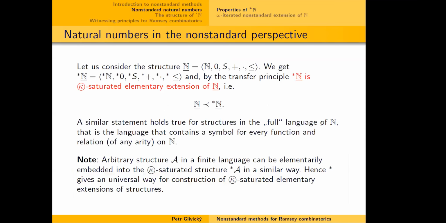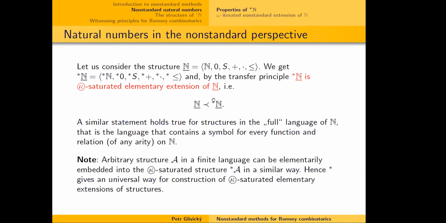And now another property, to which we will get back in a generalized form in a few minutes, is when we take into account some structure on the set of natural numbers. For example, the usual structure of arithmetic with 0, successor, plus, times and ordering. And we create the star image of this structure, which is the structure with every component starred. And this star extension of the original structure is an elementary extension of N, and it is kappa-saturated for the given cardinal kappa. This can be seen quite easily. It basically follows from the transfer principle, but in a minute or two I will prove an even more general statement, and I will do the proof there. So I will postpone it from here.